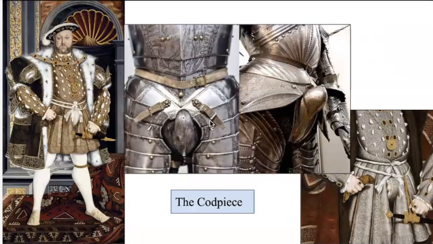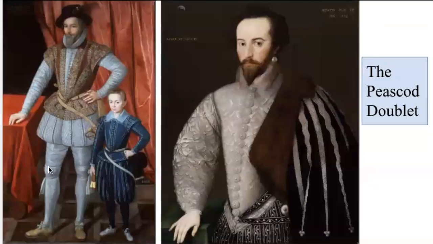Sir Walter Raleigh, a favorite of Elizabeth I, pictured here on both the left and the right, and an explorer involved in the English colonization of North America. You can see that in Elizabeth I's time, and particularly in her court, the codpiece fell completely out of favor and disappeared. The front of the doublet has taken on a very particular shape. You can see it a little bit better here.